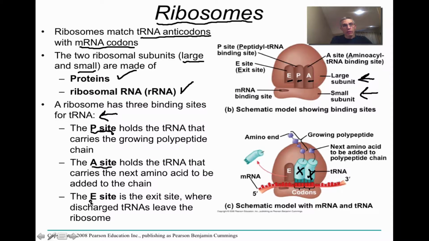Then, of course, we have one called the E site, as we had said, and this is going to be considered the exit site. So once that transfer RNA has dropped off its amino acid, it's going to go ahead and be released back into the cytoplasm, and as we said, it has to pick up its specific amino acid in that cytoplasm. So in other words, that transfer RNA can actually be recycled and used over and over again.